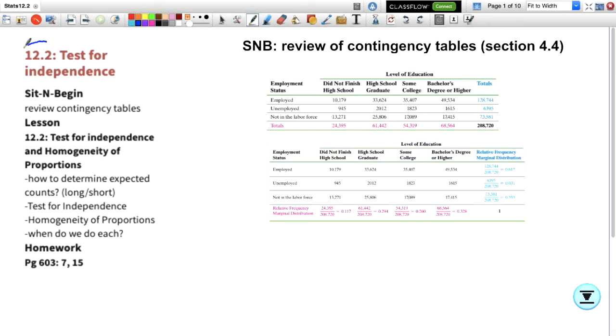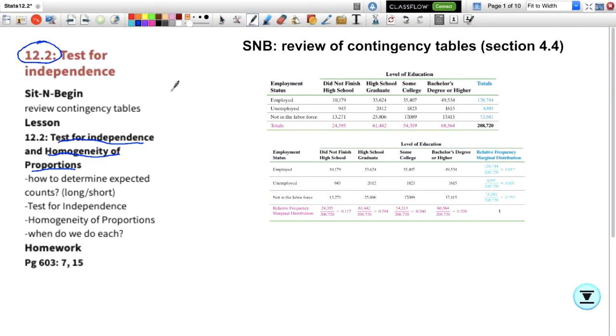We're going to be looking at section 12.2 today, which is 2 out of 3 sections for chapter 12, so we're almost there. Today we're going to actually learn about 2 tests. It's going to be looking at how do we test for independence and how do we do the homogeneity of proportions. Okay, so how do we test for those 2 things? And what do those 2 things really mean, right?